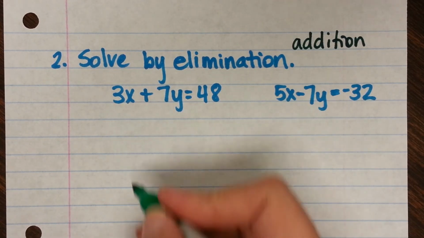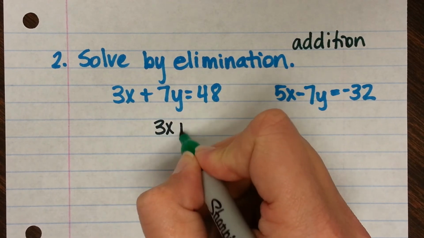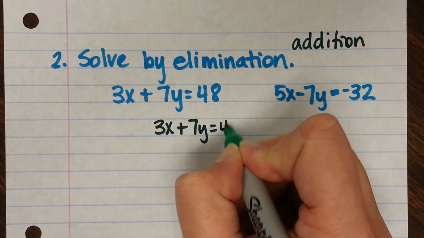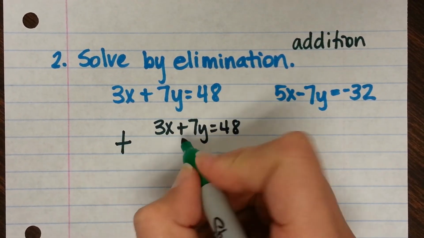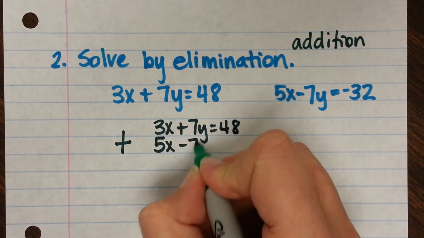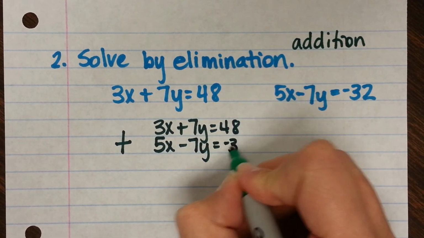So I'm going to go ahead and add these two equations together. 3x plus 7y equals 48. And I'm going to add that to 5x minus 7y equals negative 32.